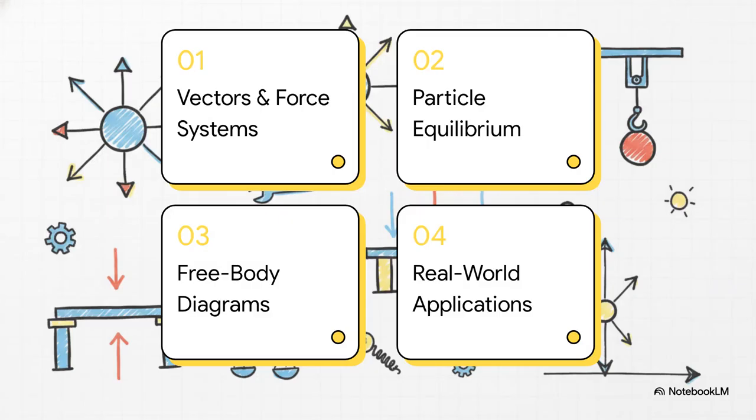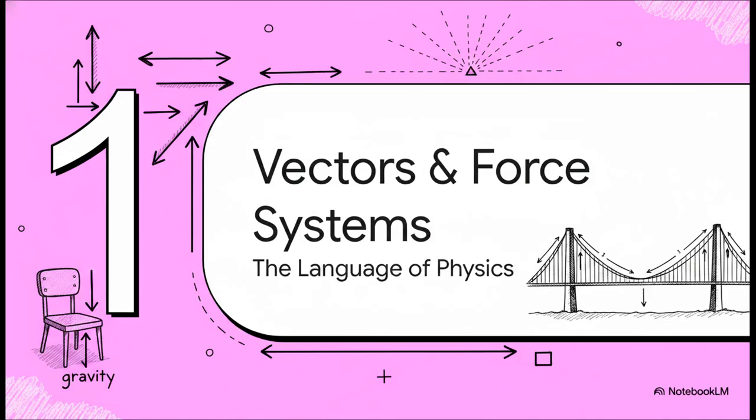Okay, so here's our blueprint for today. We're looking at 4 foundational tools to really bridge that gap between theoretical physics and your practical design work. First up, vectors and force systems. Second, we'll hit particle equilibrium essentials. Third is free body diagram mastery. And finally, we'll wrap up with real-world engineering applications. All right, let's get into section 1, vectors and force systems.